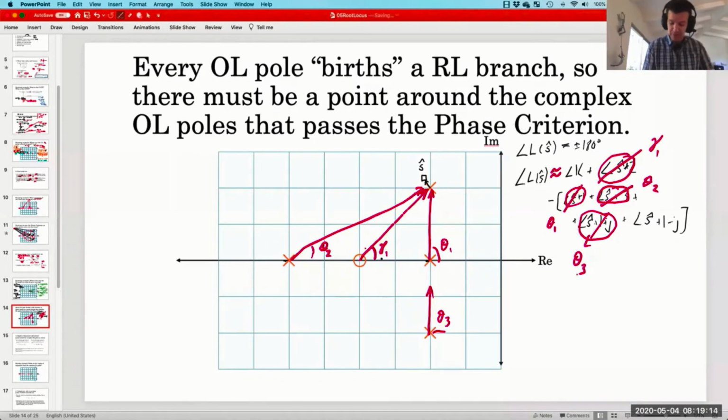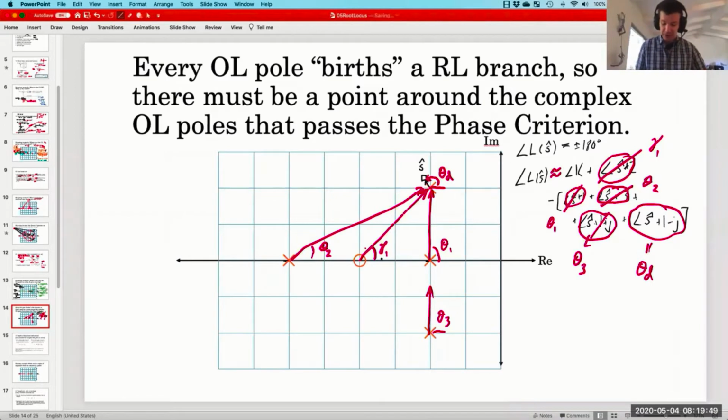Now, the only term for which this process doesn't work is this one, because this is the angle formed between S hat and the actual pole that we're leaving. So I can't do the trick of approximating the vector by rooting it at the open loop pole and pointing it at the pole of departure, because they're the same thing here. But the good news is that this thing is actually exactly what we're after. I'm going to call that the departure angle, right? This angle is actually what we're solving for.